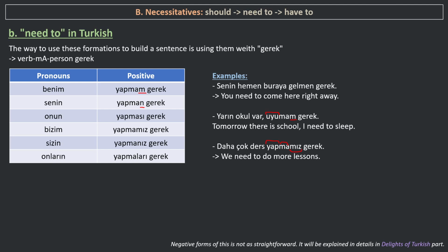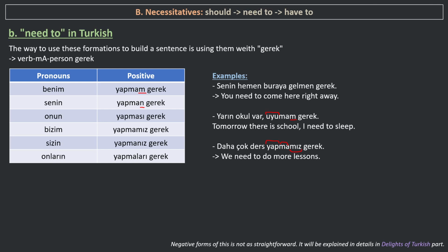Çocukları evde yalnız. Şimdi gitmeleri gerek. Their children, their kids, are alone at home, they need to leave now, or their leaving is needed if we talk about the technical formation. Yes, correct.